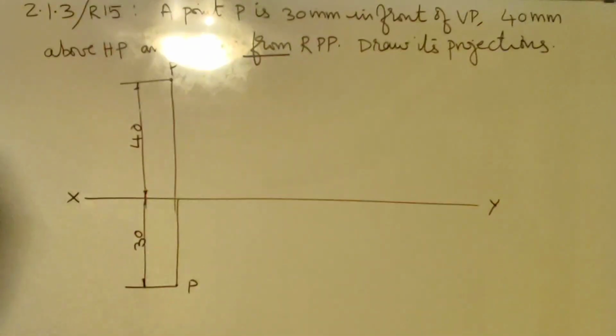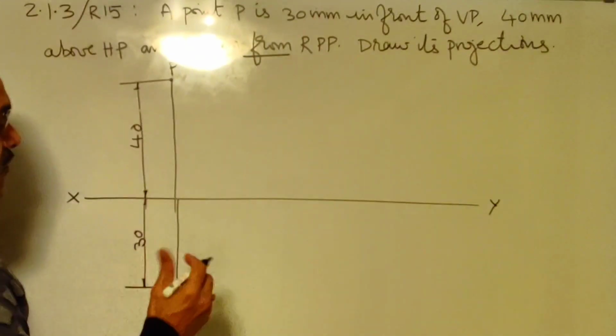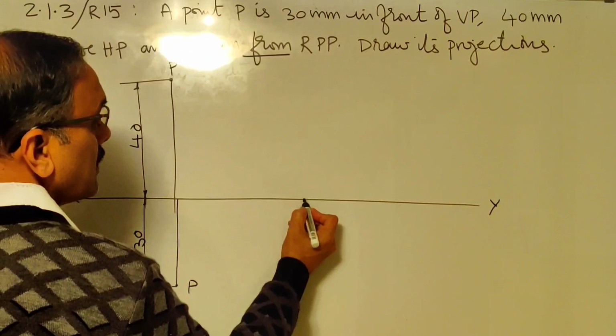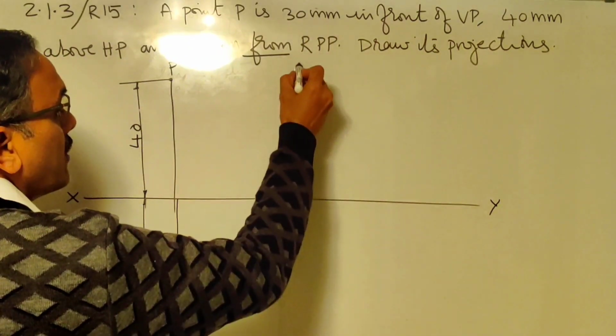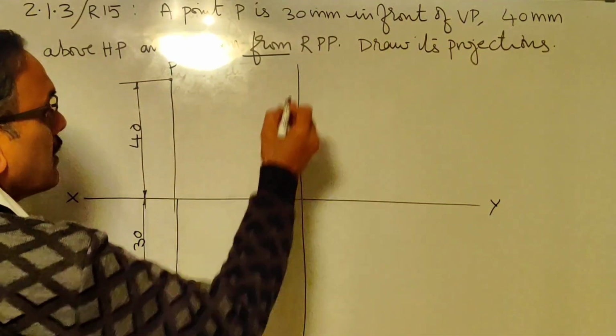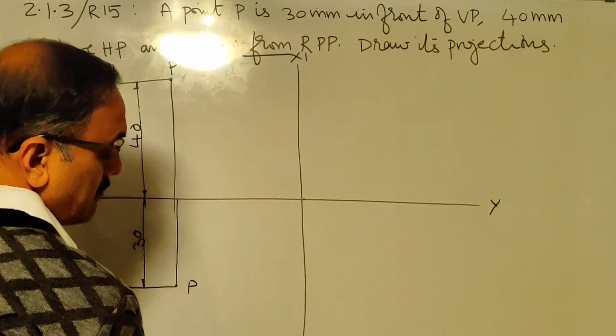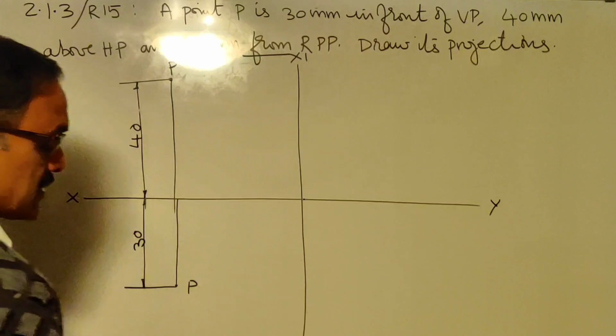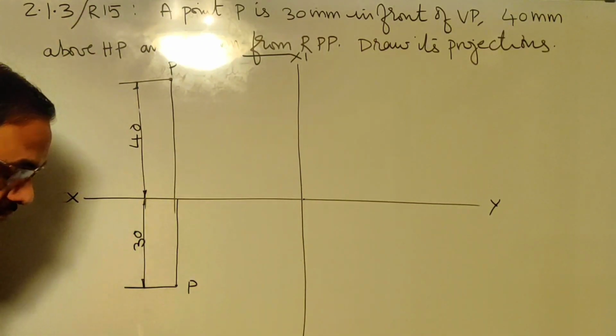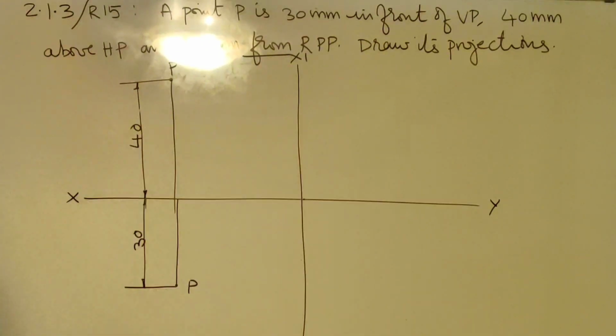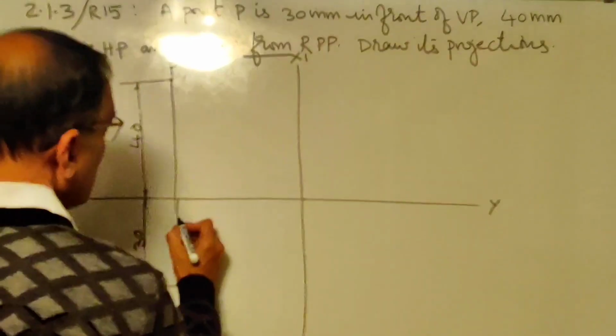We call it x1, y1. The distance has to be 50 mm. So mark a point here after taking 50 mm. Then you draw that line and call it x1, y1 in capitals. And measure this distance. It should be 50.